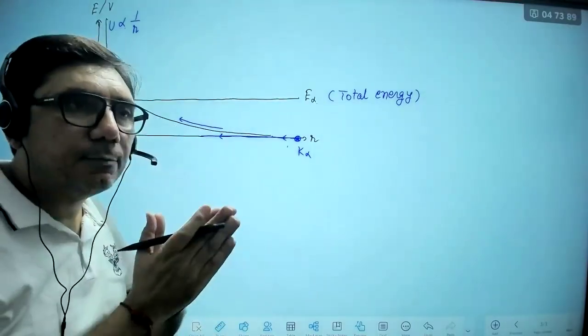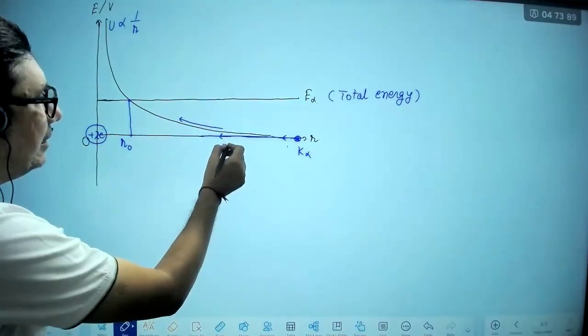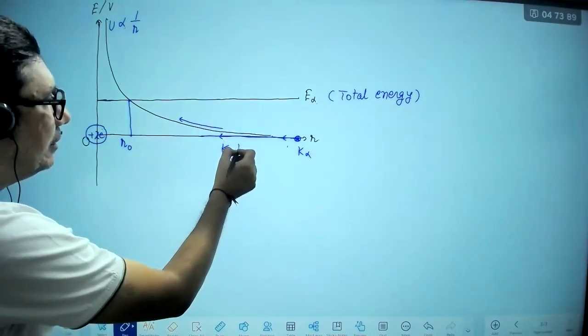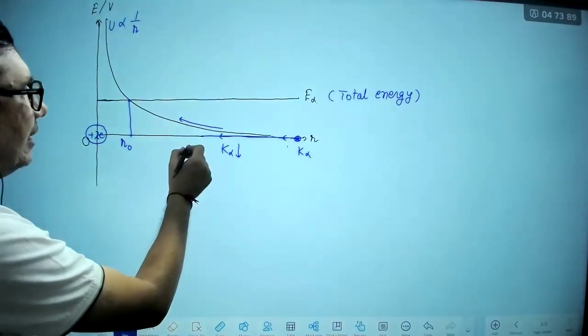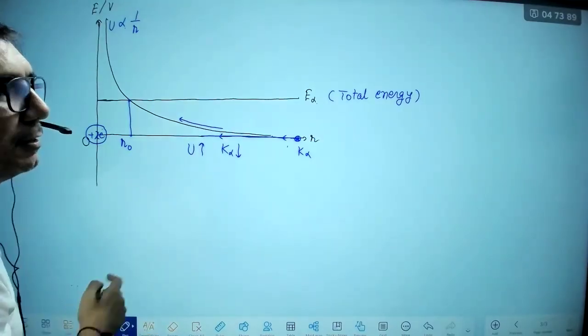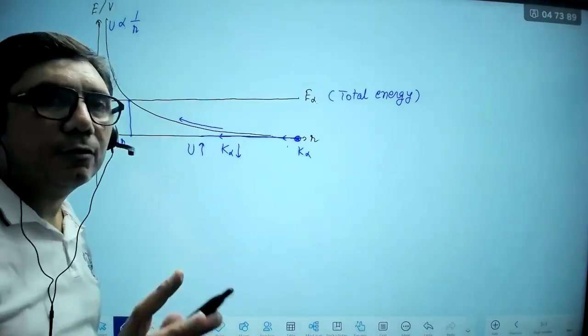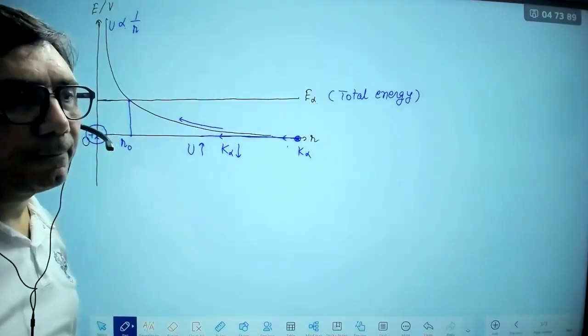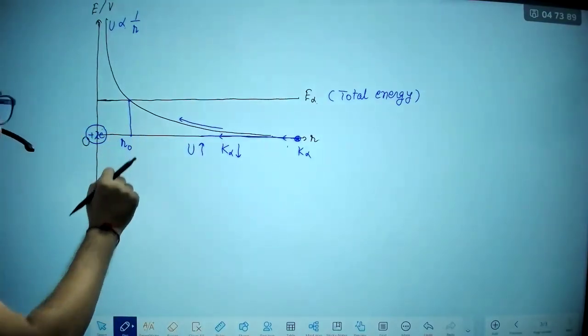As a result, this potential energy will increase. So in this journey, the kinetic energy of the alpha particle is decreasing, and at the cost of this kinetic energy, this potential energy is going to increase. Sir, but after reflection, R naught will increase. Please wait for that. I have not reached the point of the reflection.